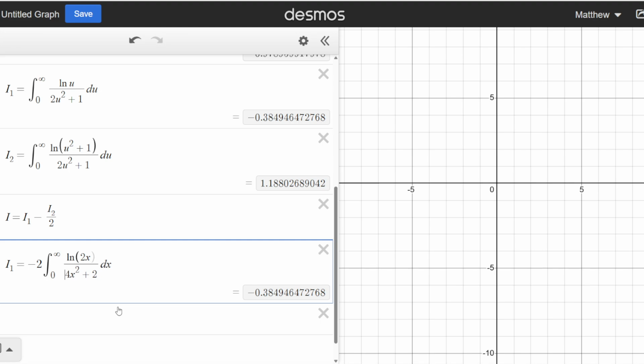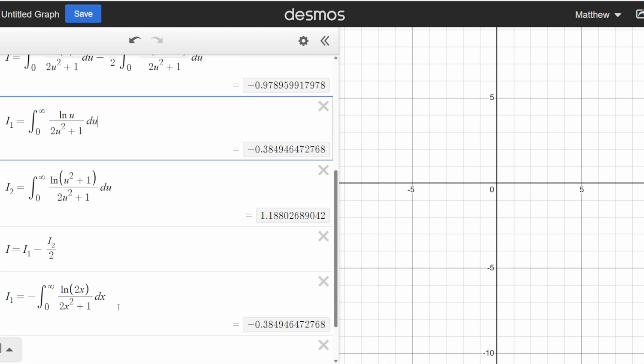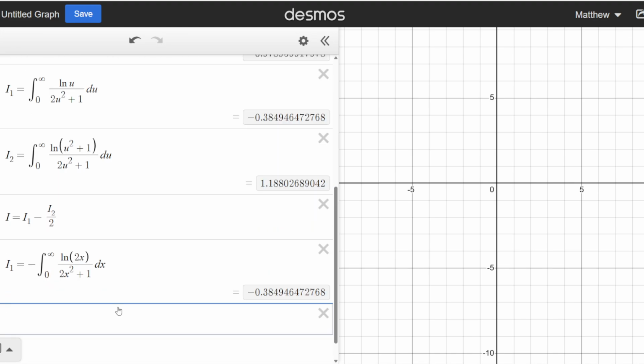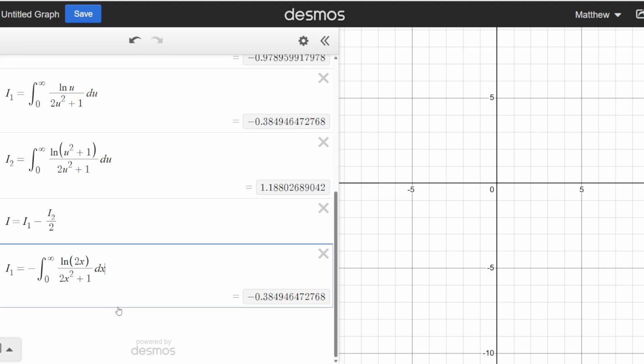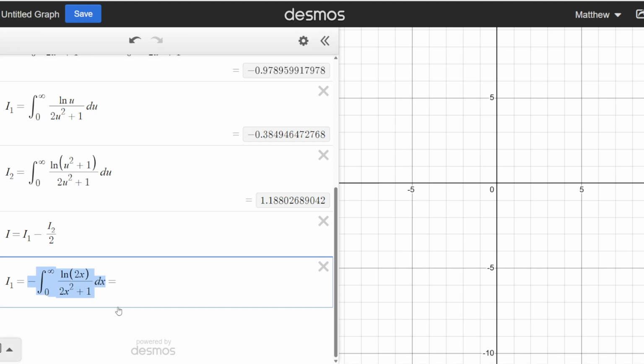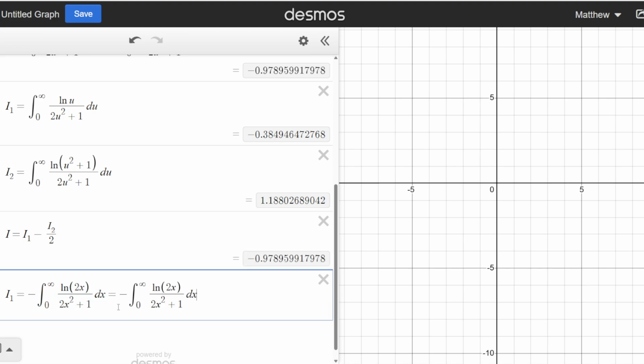And you'll see that we have a common factor of 2 right here. That's going to cancel the 2 outside. So now we have I1 is this, and also I1 is this. So we can say that I1, well, hold on. Let's clean this up a little bit too. All right, so we're going to get two separate integrals. We're going to break this up into natural log x and natural log 2.